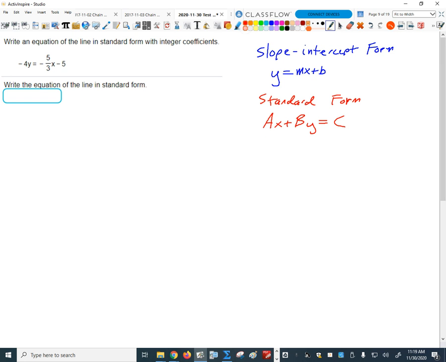For standard form, we said that a, b, c are integers. They can't be fractions, right? So that was one rule. We had another rule that the greatest common factor of a, b, and c is 1. And then the other one was that a is positive. Those were our three rules.